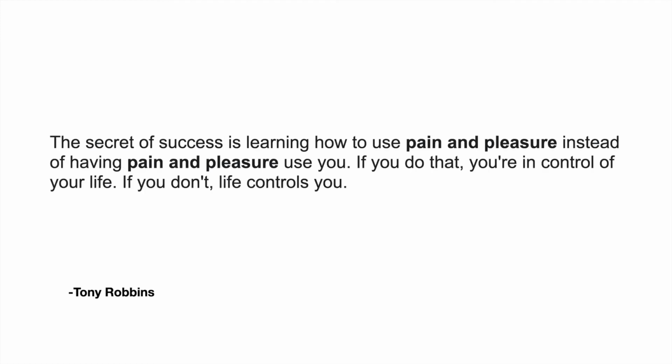So the secret of success is learning how to use pain and pleasure instead of having pain and pleasure use you. If you do that, you're in control of your life. If you don't, life controls you. So what does this have to do with the subconscious? Well, if you look at the decisions that we make every day, and Tony Robbins makes a great point of this, we make decisions in order to maximize pleasure and minimize pain. Oftentimes this could be for positive things. We engage in positive habits that give us pleasure, fulfillment, satisfaction and joy. But other times we engage in activities that give us pleasure, but in fact give us more pain in the long term.